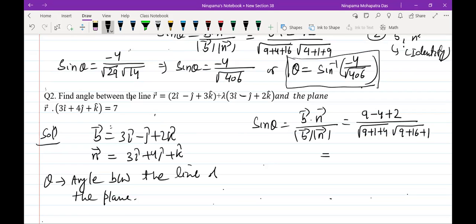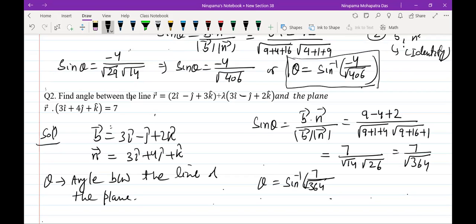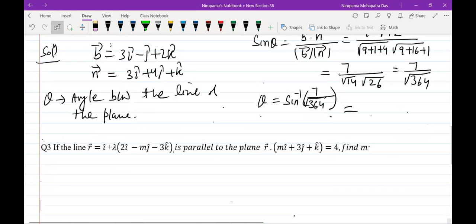So it means you are getting here 9 minus 4 plus 2, that is 7, right? Now here it is 4 plus 1, 5, wait, root 14. Then here it is 26. So I think it is 7 by under root 364. So theta equals sin inverse of 7 by under root 364. This is the way you can find the angle between a line and a plane.